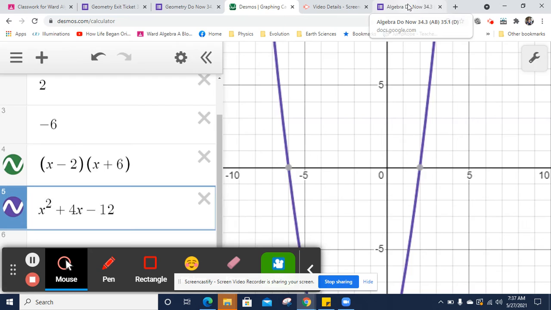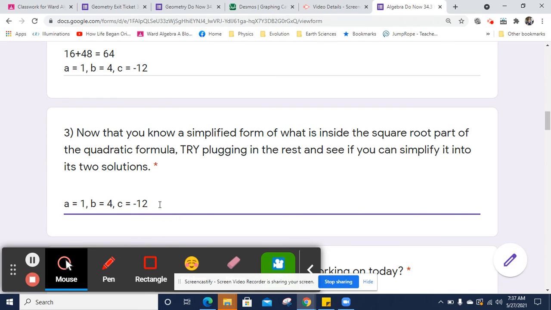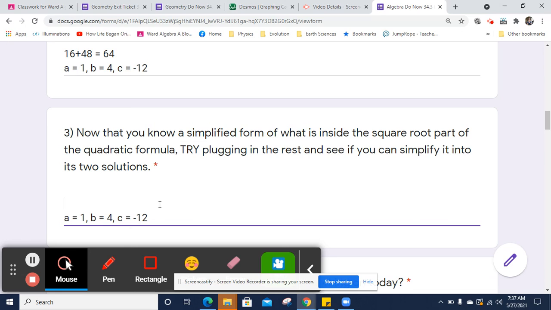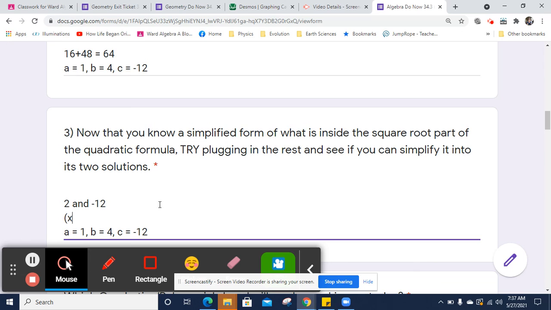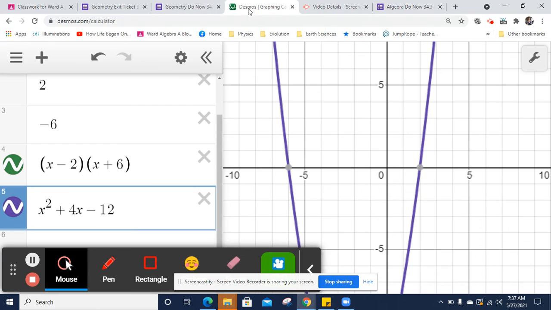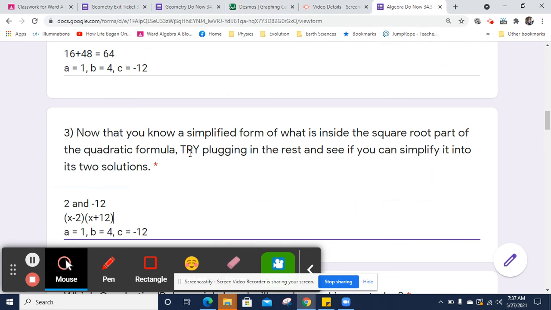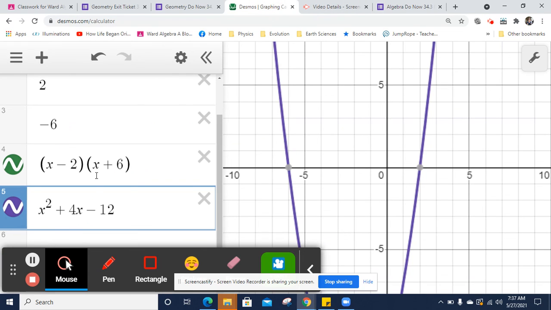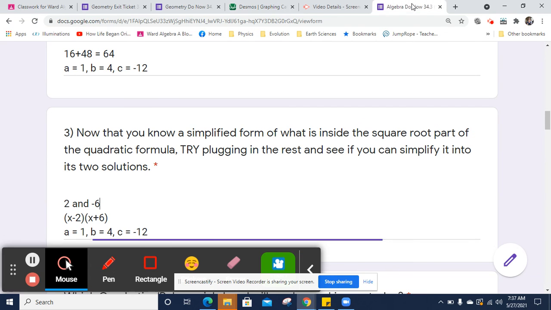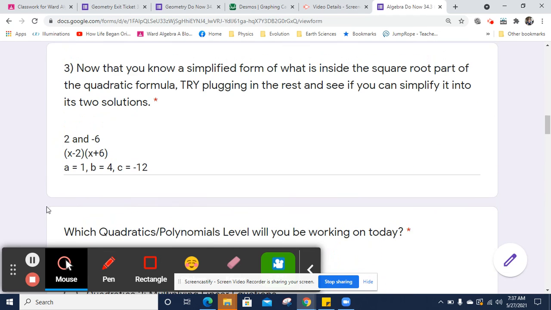Cool. Now let's go back into the do now. So we got solutions of 2 and negative 12, and we could factor that as x minus 2 times x plus 12. Let me make sure I got that right. Hang on. Did I write that right? I'm sorry, and 6, not 12. So that's 6, and you're like, Mr. Ward, what are you doing? Okay, confirm one more thing. Yes, so negative 6 and 2, negative 6 and 2. Always good to go back and check your work. And that is that. I hope that was helpful.